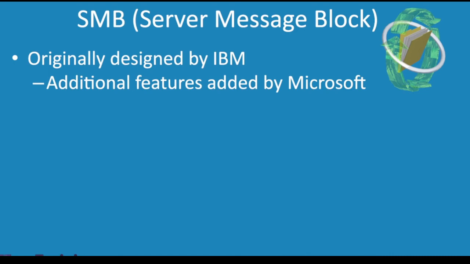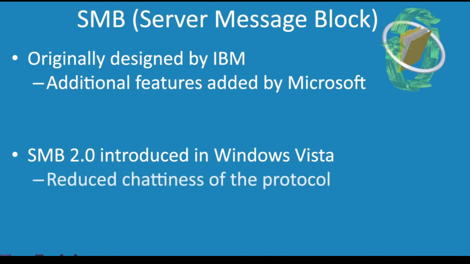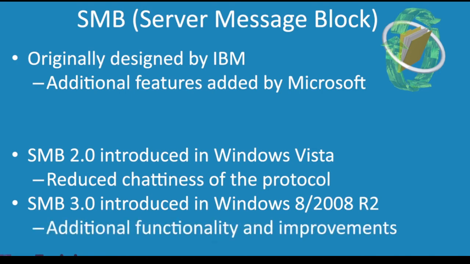To make things simple, I will skip the third and fourth point, but I will get back to them in a moment. Microsoft released SMB 2.0 with Windows Vista. This was a major rewrite of the protocol, which, besides adding additional features, also reduced the chattiness of the protocol, in other words, how much data it transmitted over the network. SMB 3.0 was released with Windows 8 and Windows Server 2008 R2. It adds additional functionality and improvements to the protocol. A lot of these are aimed towards the data centers. When a network share is mapped, Windows still automatically performs the negotiation and works out which version of SMB needs to be used.